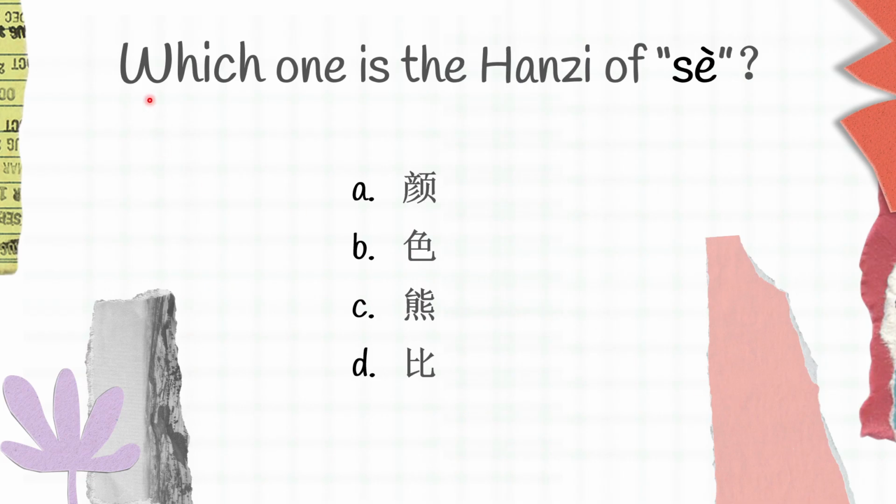The first question, which one is the hanzi of 四? Do you guys remember? A is 言, B 四, C 行, D 比, and 四 is A. Please don't get confused, guys.